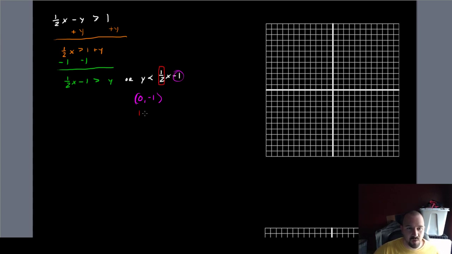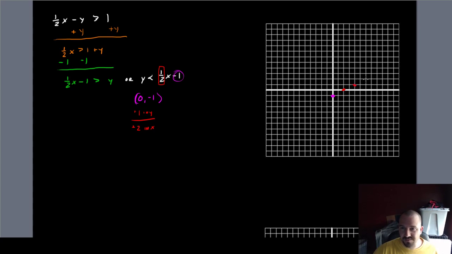So for every positive 1 in the y direction, I'm going to go positive 2 in the x direction. That's how slope works. So remember, slope is the rise over the run, or the y's over the x's. So I can start at the point 0, -1. I put my point right there. And then I can read my slope into it, which says I go up 1 on the y, positive 2 on the x, drop a point. Positive 1 on the y, positive 2 on the x, drop a point.